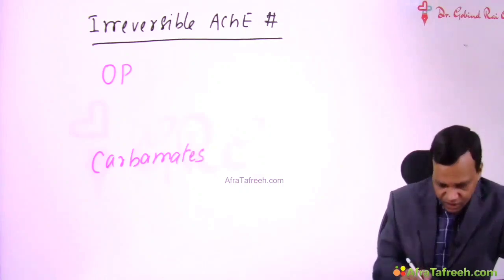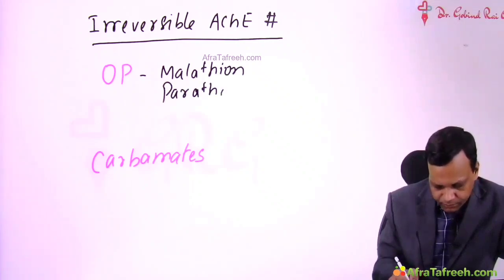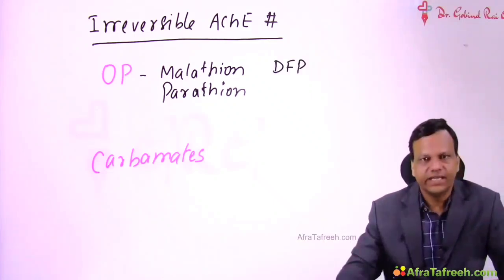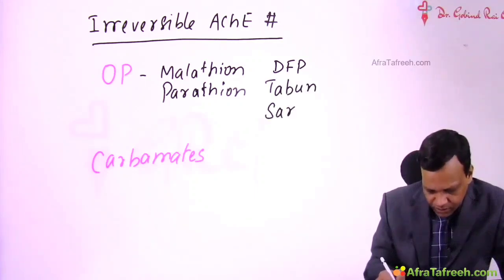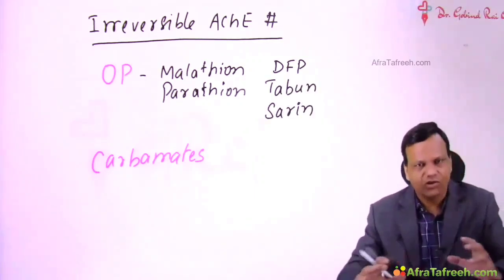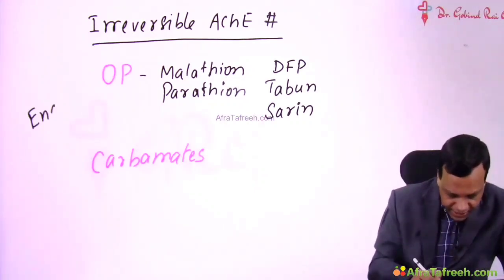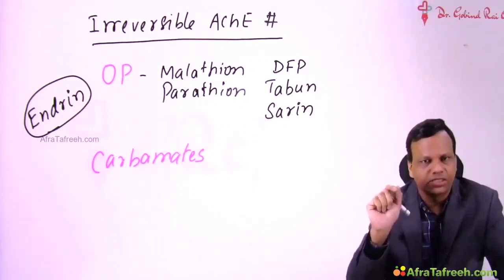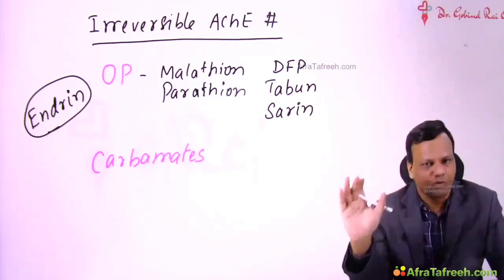Examples of organophosphates include drugs like malathion and parathion, which are most important. Apart from that, we have many other drugs like DFP, tabun, sarin. These are called nerve gases. So many organophosphates are there, but be very careful. There is a drug called aldrin. Remember, aldrin is an organochlorine. It is not an organophosphate. So its treatment is totally different from organophosphate poisoning.